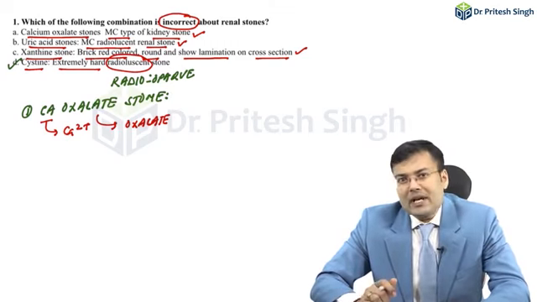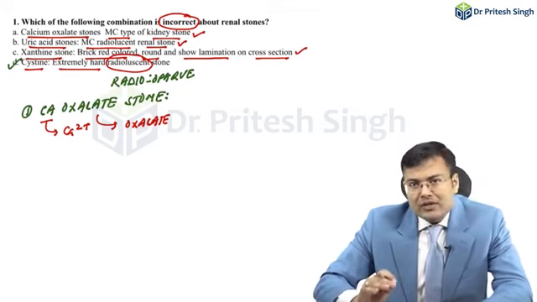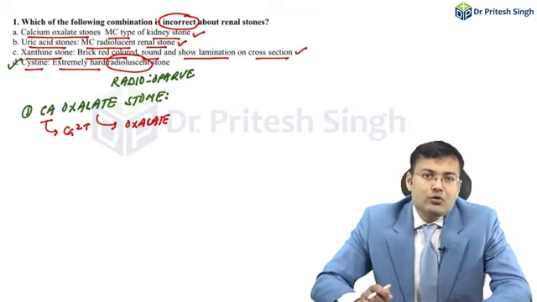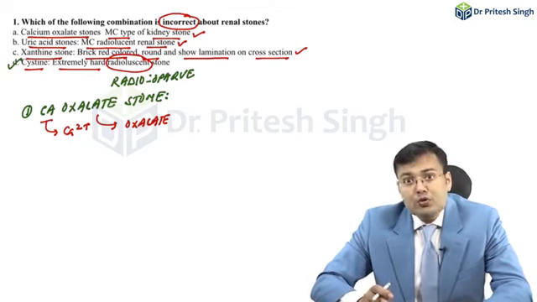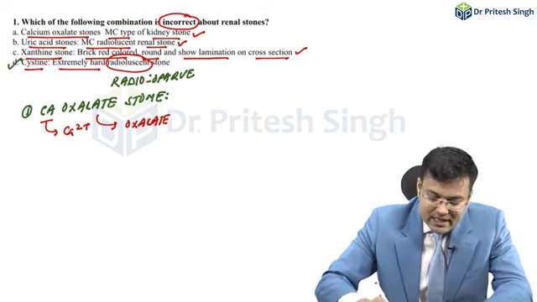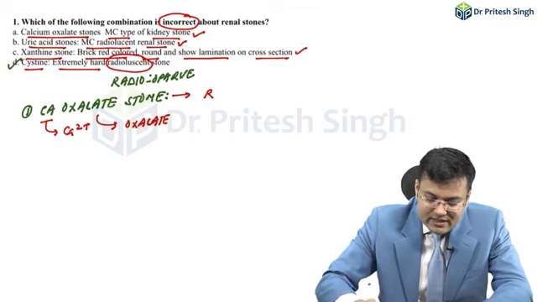It is the most common type of renal stone, and one simple principle is there. The stones which have calcium as their major component are usually radio opaque. So this calcium oxalate stone is obviously a radio opaque stone.